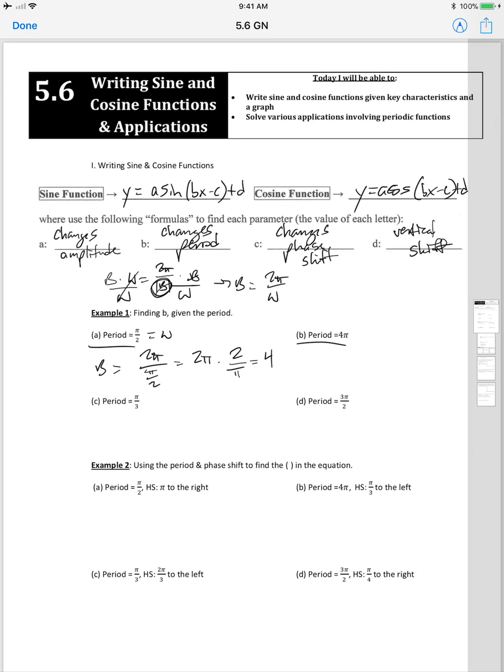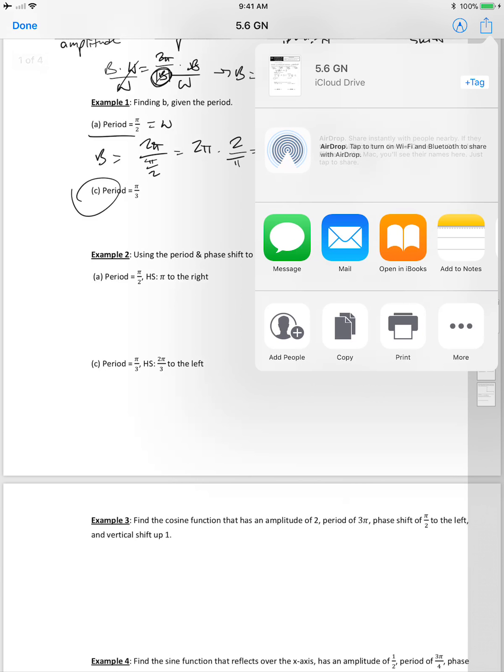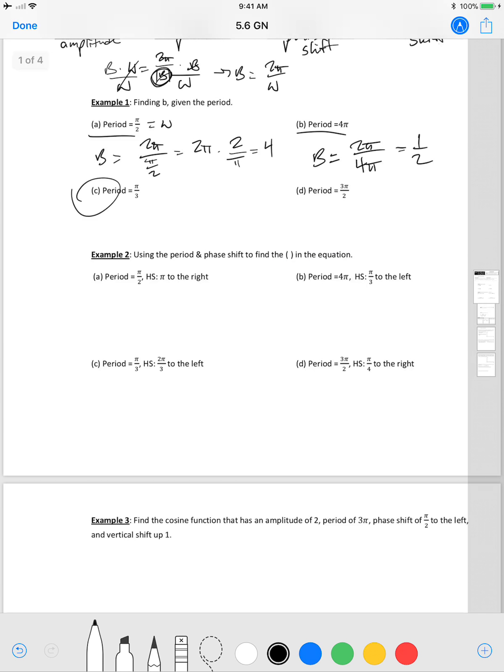Let's try letter B. 2 pi over the period, which they told me was 4 pi. So B is going to be 1/2. Go ahead and try C on your own. Pretty straightforward, I think. That's why I'm kind of rushing through this.